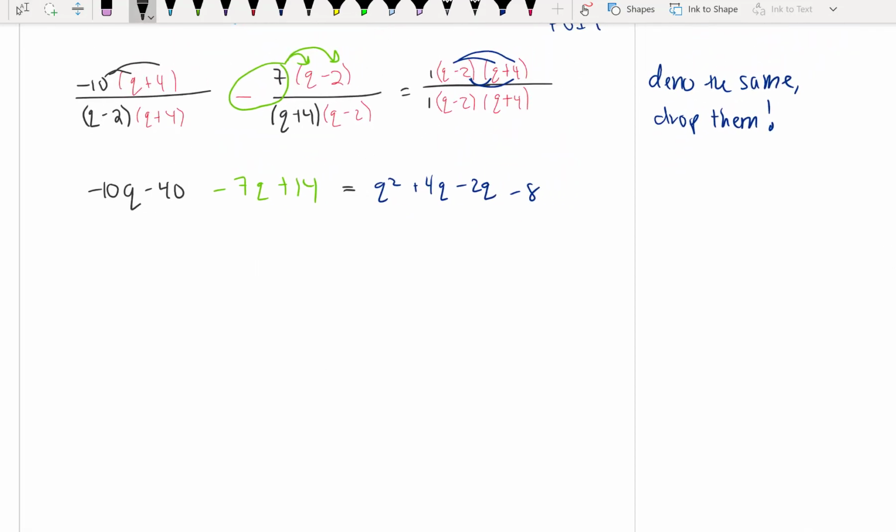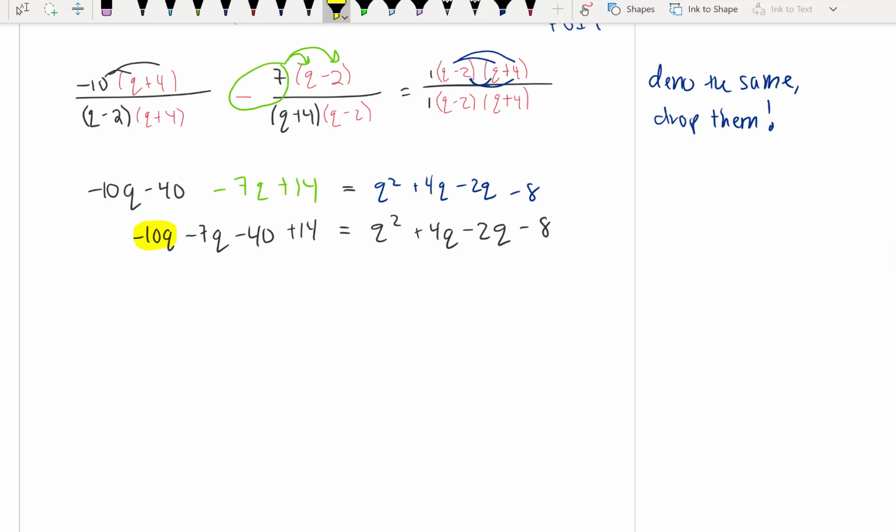So now I'm going to clean this up a little bit. So I'm going to combine like terms. Or actually, you know what? I'm going to rewrite this. So I have a negative 10q minus 7q minus 40 plus 14 is equal to my q squared plus 4q minus 2q minus 8.